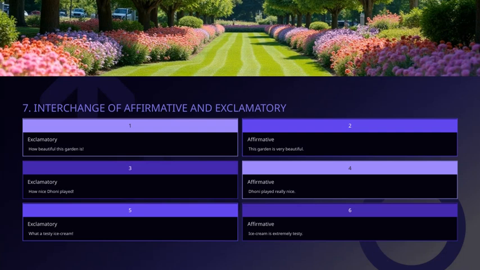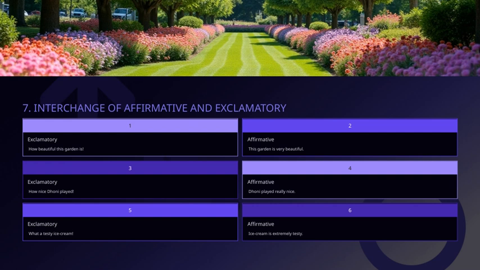Let's take a look at how we can express the same idea in two different ways, exclamatory and affirmative. For example, when we say, "How beautiful this garden is," we're using an exclamatory sentence to show strong emotion or surprise. Similarly, "How nice Dhoni played" also expresses admiration with enthusiasm. And when I say, "What a tasty ice cream," it's again an exclamatory way to highlight my feelings about the ice cream's taste.